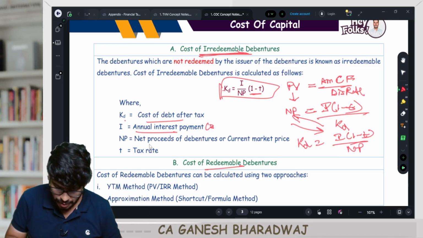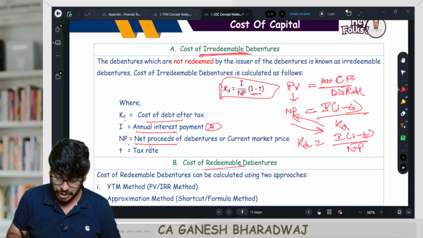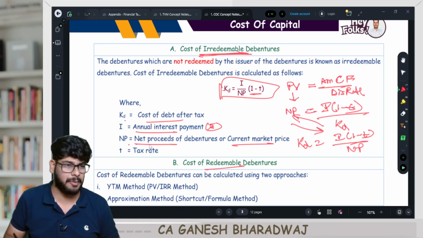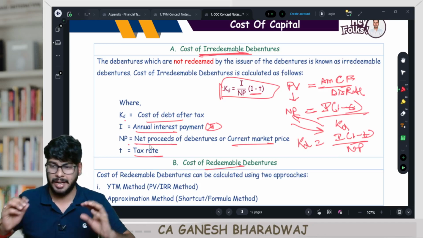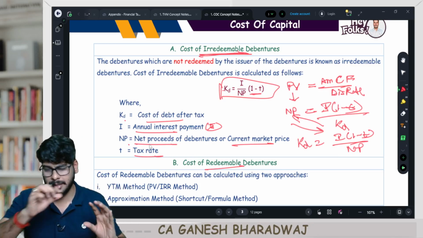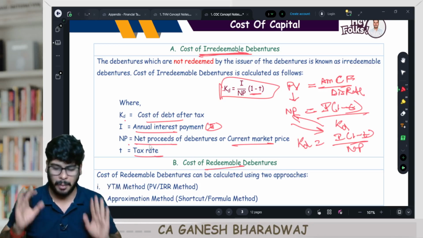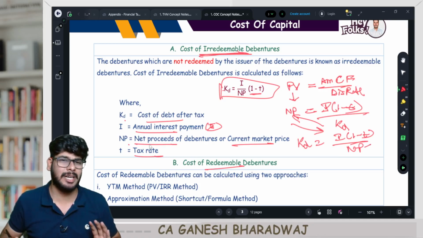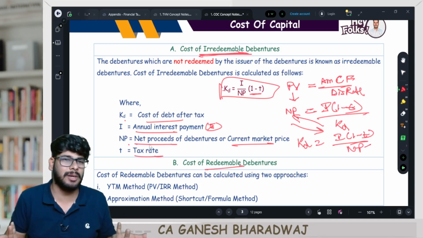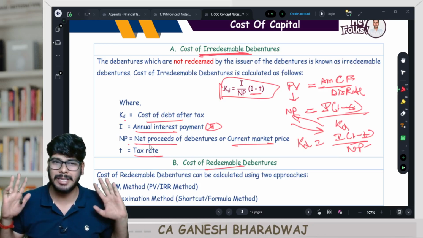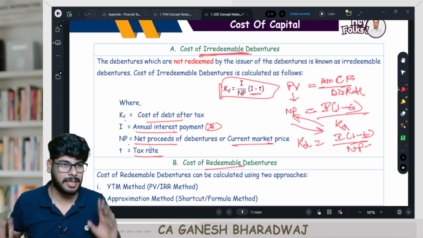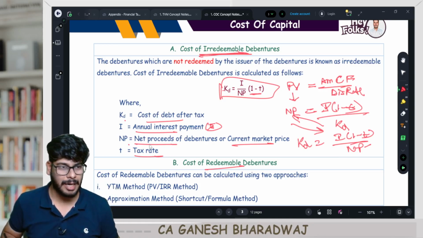It is in rupees. Then NP stands for the net proceeds of debenture or the current market price. I will come to that, right? And T stands for the tax rate. When to take the current market price and when to take the net proceeds, I have kept it in a separate doubt buster session. Don't worry about that. But as of now, you just understand. Net proceeds stands for what? Issue price adjusting for flotation cost. That is the same concept everywhere. Here, it is the net amount the company receives today. Are you able to understand this? Any problem here?